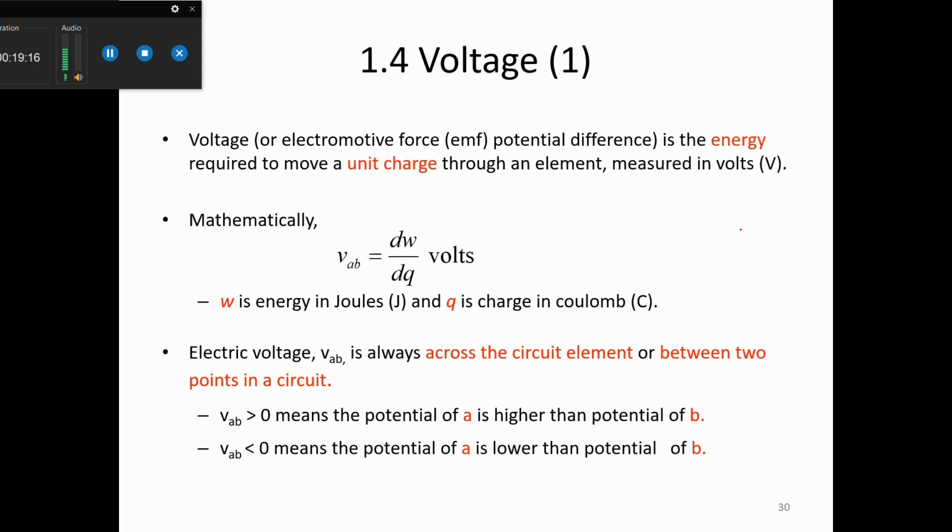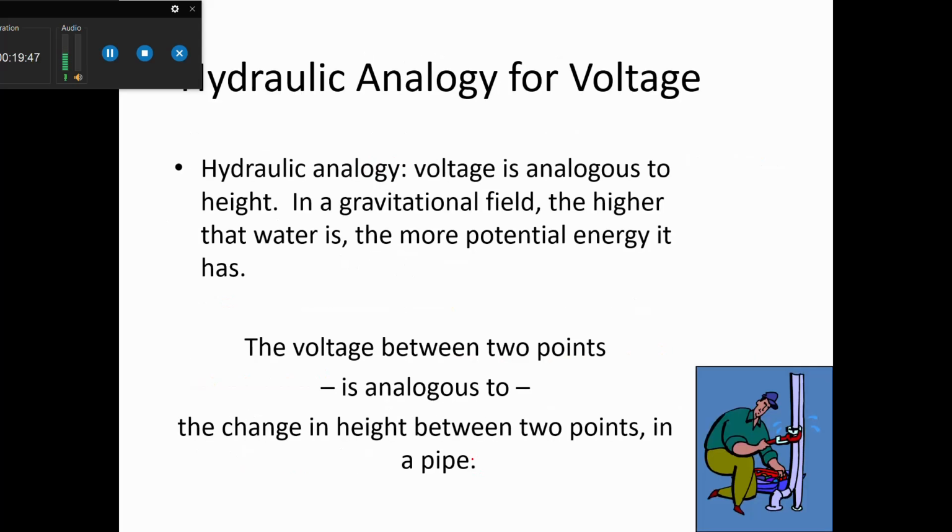Voltage or electromotive force is the energy required to move a unit charge through an element, measured in volts, and we can calculate VAB equal to dW by dQ. W is the energy in joules and Q is charge in coulombs. Electric voltage VAB is always across a circuit element between 2 points in a circuit. VAB greater than 0 means that potential A is higher, whereas if VAB is less than 0, it means that A is lower than the potential at B.